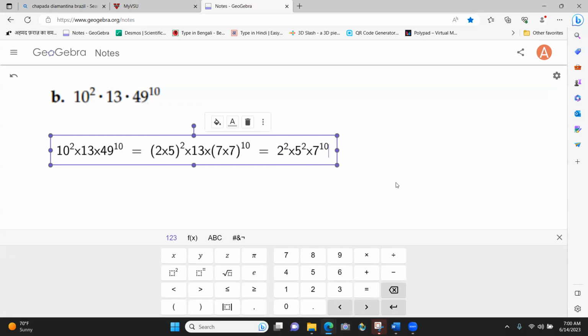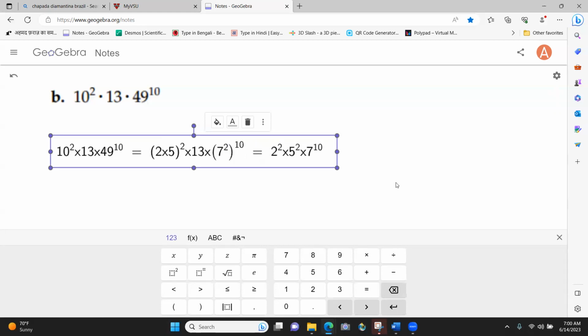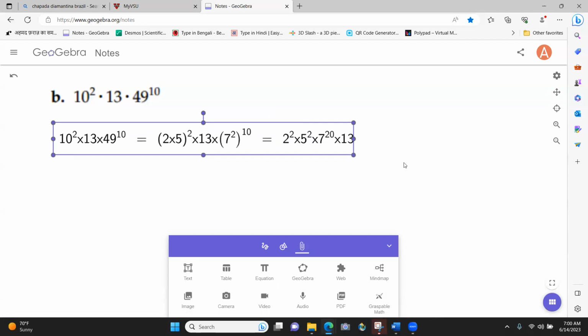Then I'm going to write 7 to the power 10. Let me explain this to you this way. Instead of writing it like this, how about I write it 7 squared? And remember, guys, you can multiply the powers. That's 7 to the power 20. Okay? 10 times 2 is 20. You can do it right here. And then don't forget 13. That's the answer. And I wrote the answer in ascending order. We'll try to write it in ascending order.